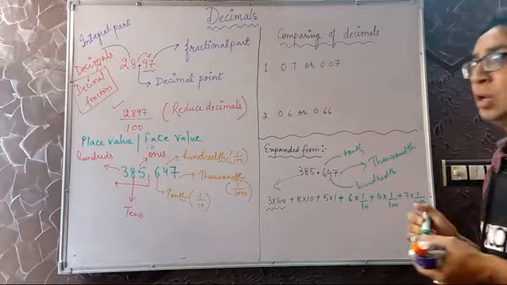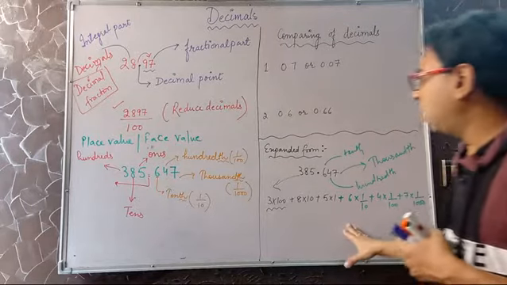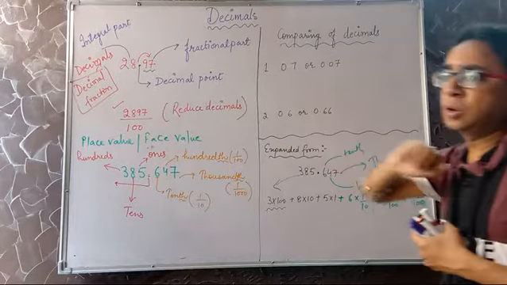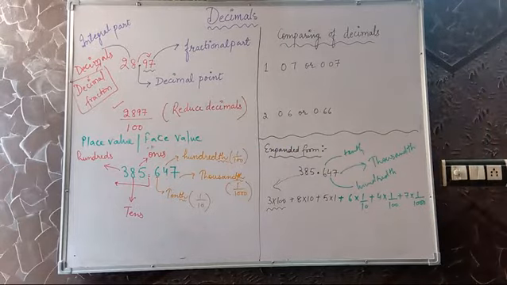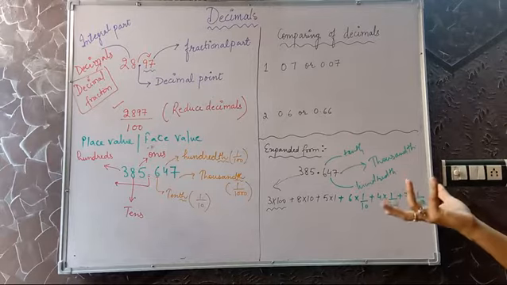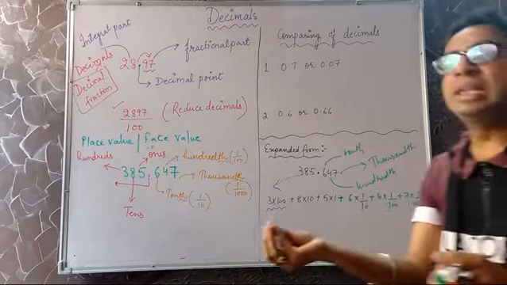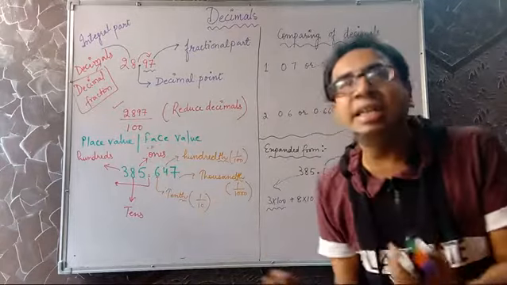Are we clear? Will you be able to do expanded form? You may have the question in exercise 2.5 related to it, and place value also. Will you be able to do it? If I ask you, what is the place value of 8? Which place? 10th place. So 8 into 10, that is 80. The place value of 8 is 80.